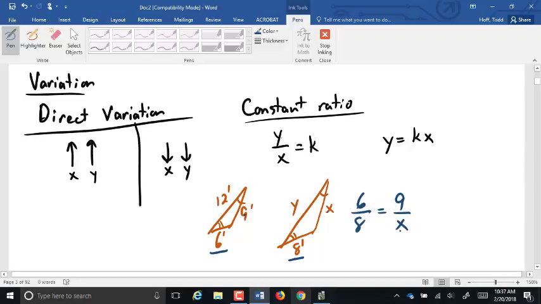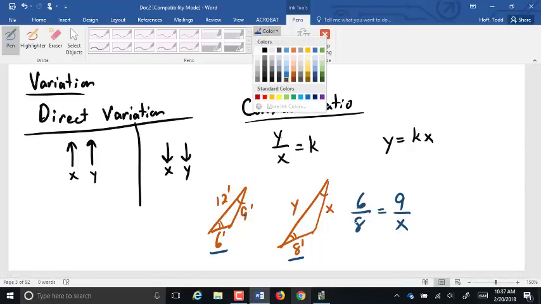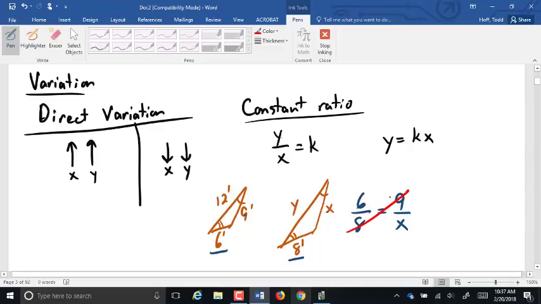We set up a proportion. Direct variation is what we refer to as proportional. We cross multiply and divide. 8 times 9 divided by 6 gives me 12 feet. We could do the same type of thing to find y. Probably would have been less confusing if I had used like a and b for these sides instead of x and y. But you guys get the picture. It's a constant ratio.